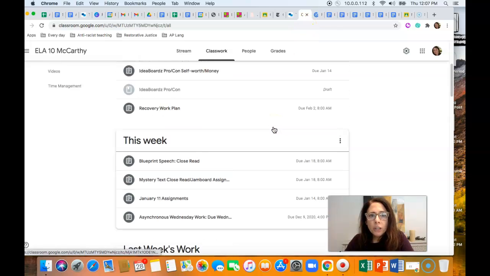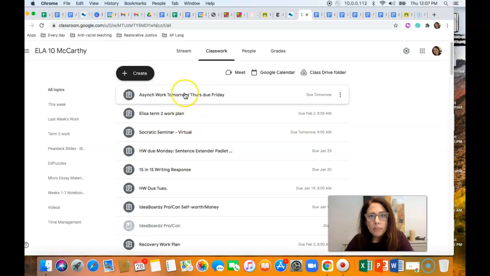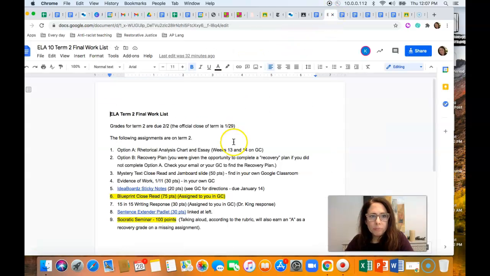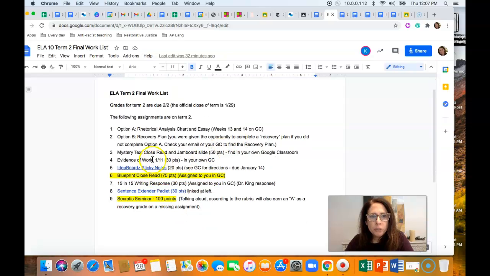plan, and now you're going to go back up to this term 2 work. And the final list for term 2, now that you've done that plan, right, I would like for you to start with the blueprint close read because of the Socratic seminar on Friday, and I know it's Thursday at noon, but some of you are working on that. So start there so that you're prepared for the Socratic seminar on Friday, which is the final assessment.